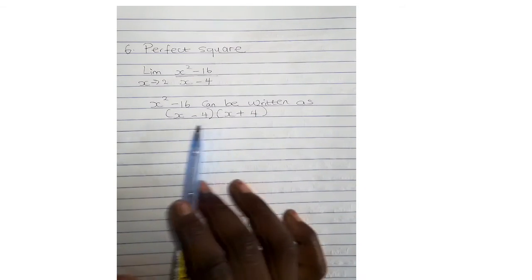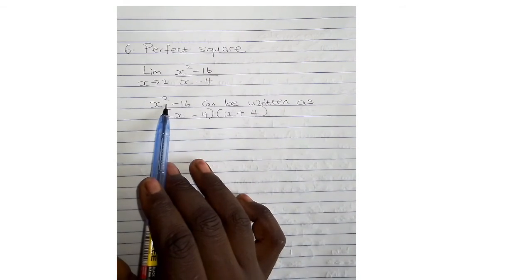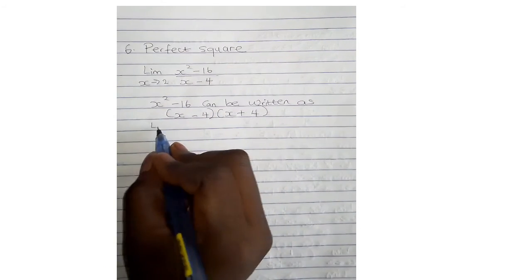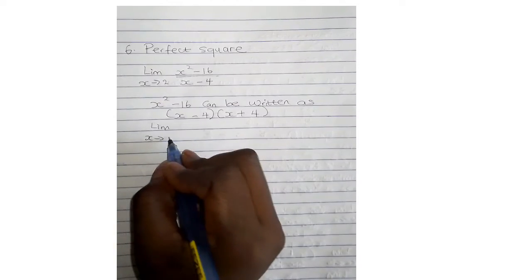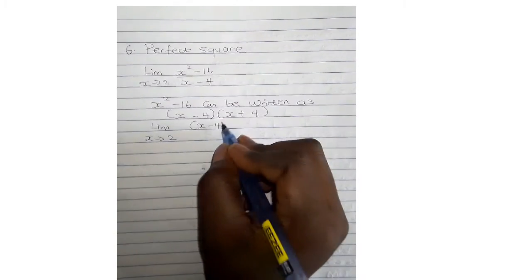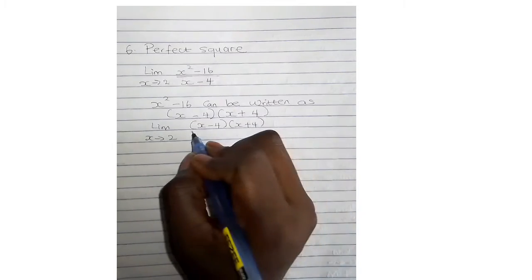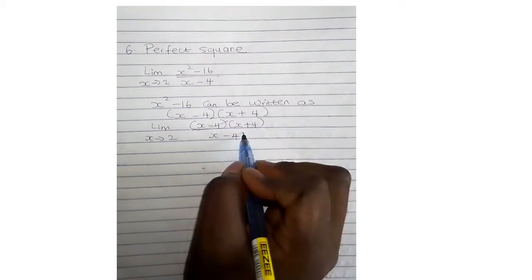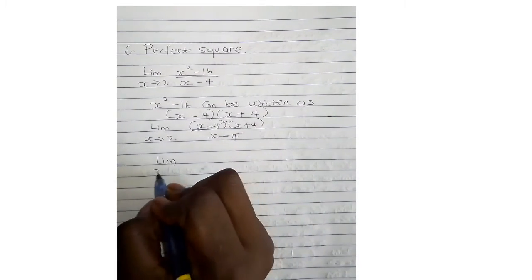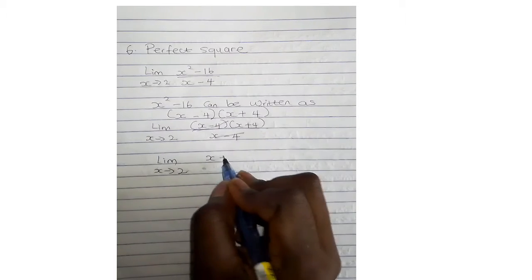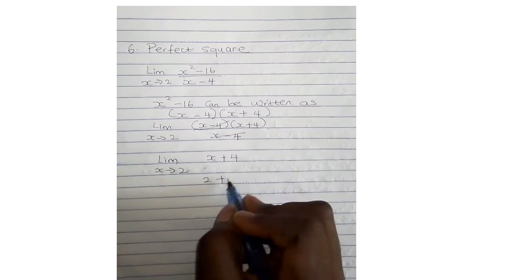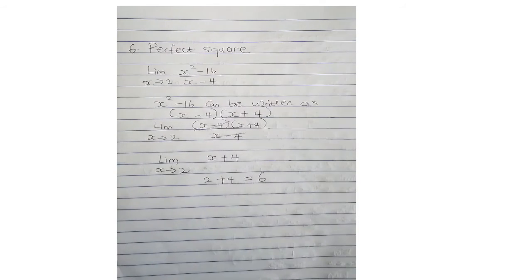When we expand this bracket, we're going to have this. So in place of x squared minus 16, we're going to put this. So we're going to have the limit as x approaches 2 of x minus 4 times x plus 4 all over x minus 4. So this can easily cancel out. So I'm going to have the limit as x approaches 2 to be x plus 4. Wherever we see x, we're going to put 2. So therefore this is 2 plus 4, which is going to give us 6.